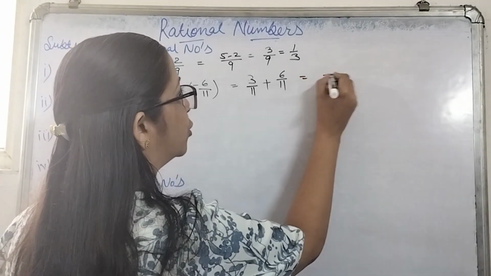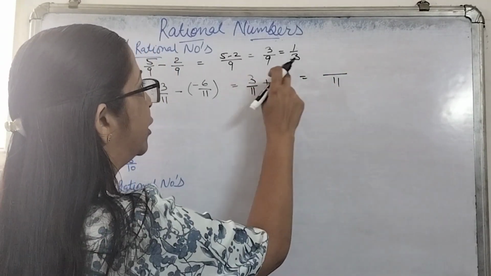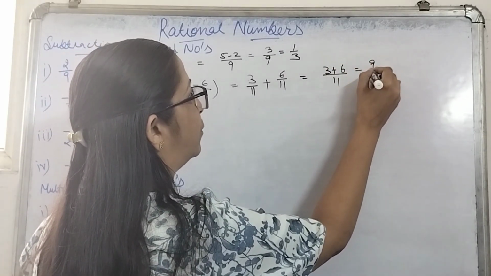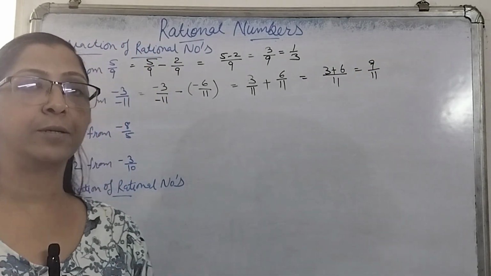The denominator is the same, so we take the same denominator. In the numerator, a positive sign is there in between. So 3 plus 6, that is 9 upon 11, will be the answer.